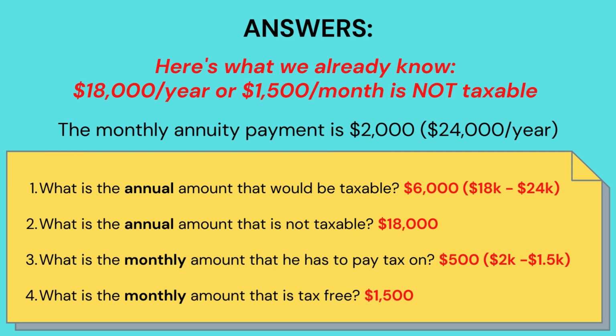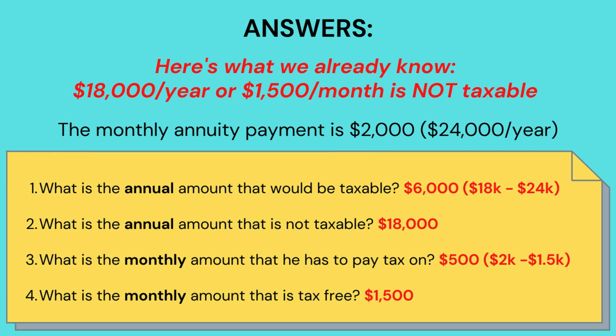Number one says, and again, they can get tricky with the wording, so look at this closely. What is the annual amount that would be taxable? Okay, so we would take what he's already been taxed on, and that was $18,000, as we already established. We see that $24,000 is how much he's going to be receiving. So if you take that $24,000 he'll be receiving and you deduct what he's already paid taxes on, the $18,000, that brings us to $6,000 a year that is going to be taxable.